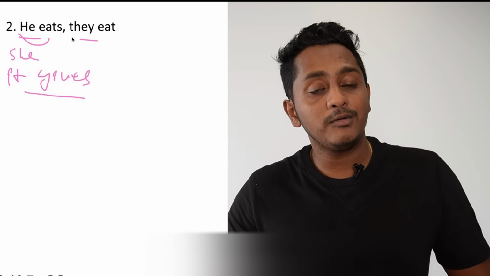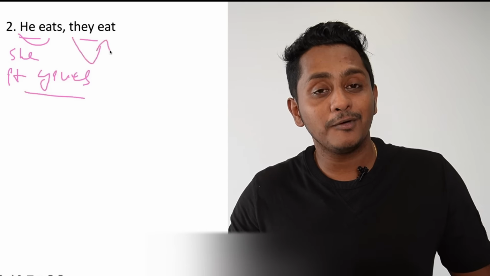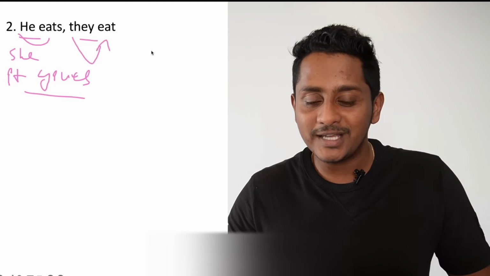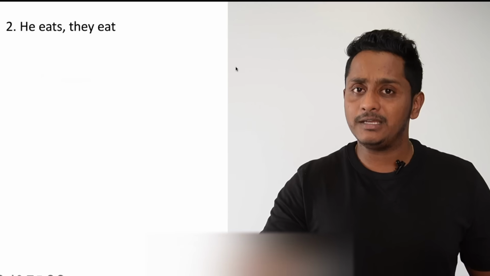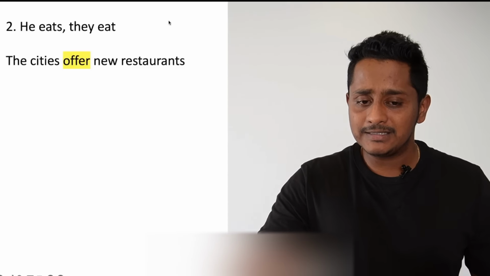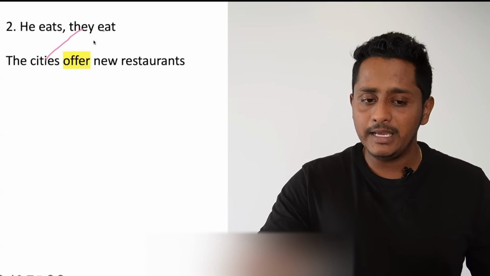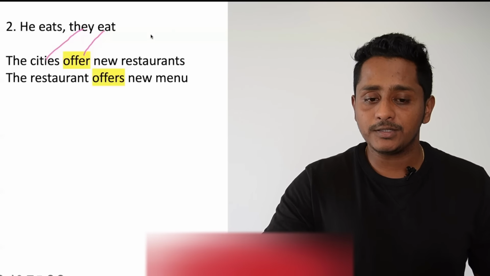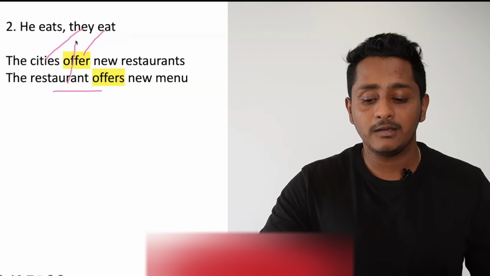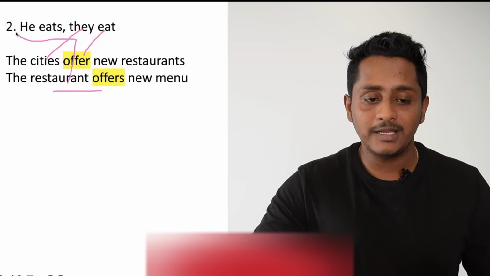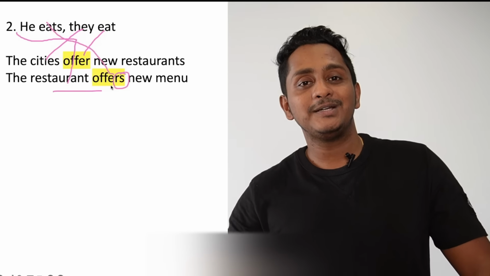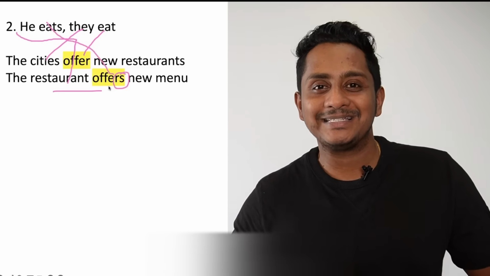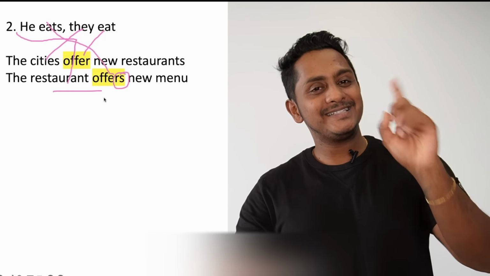If there is a plural noun, they, then the verb will remain as it is, no S can be added. Pay more attention. Remember this. He eats, they eat. He eats, they eat. The cities is plural. It's they. Eat, offer. The restaurant, singular. It's he. He eats, offers. S has to come. This holds good in the present tense. Don't forget, this is the guy.